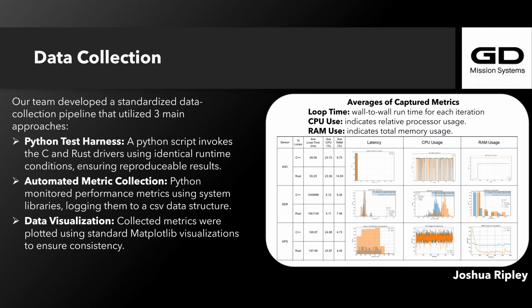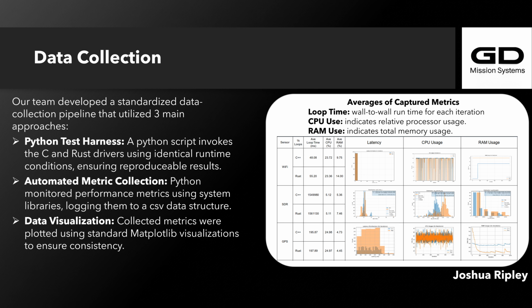Our team developed a standardized data collection pipeline that utilized three main approaches. Firstly, a Python testing harness that consisted of a Python script that invoked the C and Rust runtime drivers using identical runtime conditions to ensure the results were reproducible across multiple iterations. Secondly, automated metric collection that would log the metrics using system libraries into a running CSV data structure. And lastly, data visualization using the matplotlib library to ensure consistency in the displayed data.